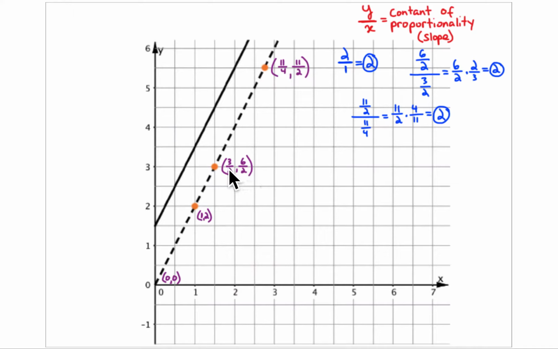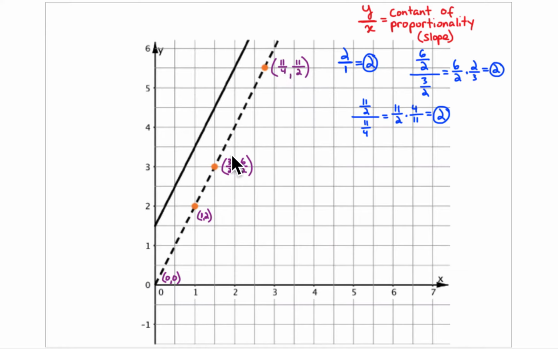Next, 6 halves divided by 3 halves. Well, if you have 6 of something and you divide it by 3 of something, 6 divided by 3 does equal 2. And the last one, again, this 11/4, that's 2 3/4, is the horizontal change. And this 11/2, which is 5 1/2, so you go up 5 1/2, that is the vertical change.